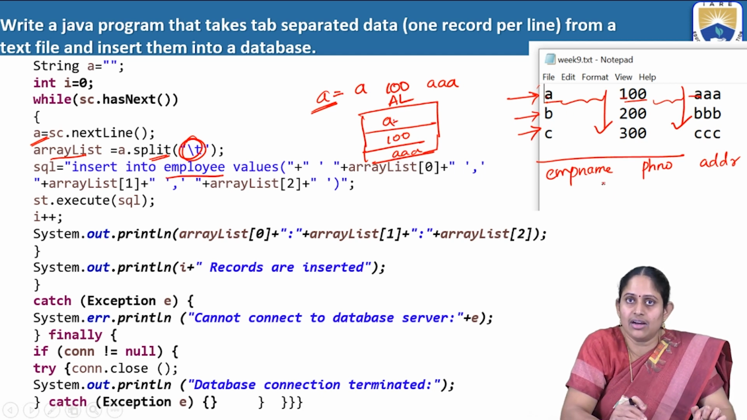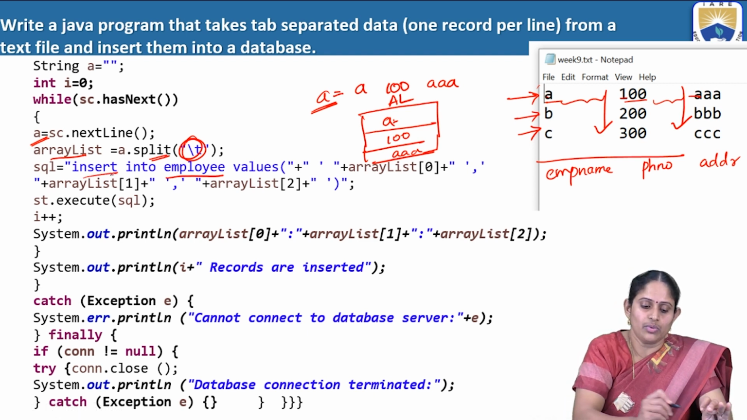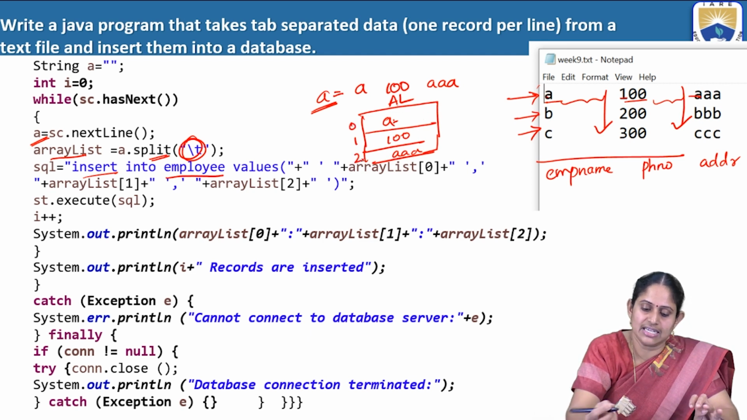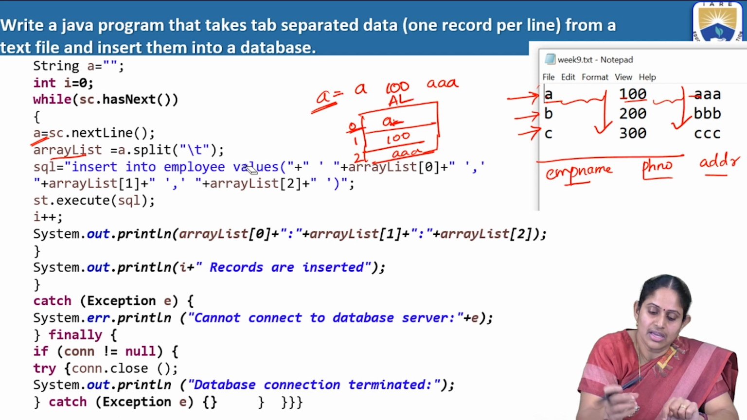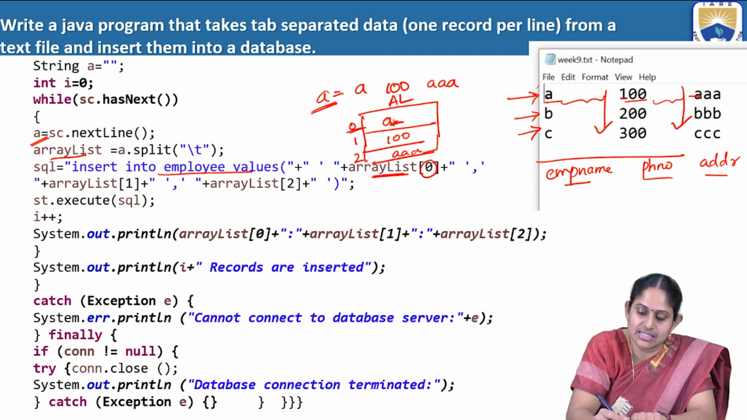For inserting rows into the table of a database, we use the insert query. Here this is the 0th index of the array list, this is the first index and this is the second index. So we have to insert A as the employee name, and then phone number and address. A is the 0th index. So we have to insert into the employee table values the first content, that is the 0th content, that is A. The content A will be inserted into this table.